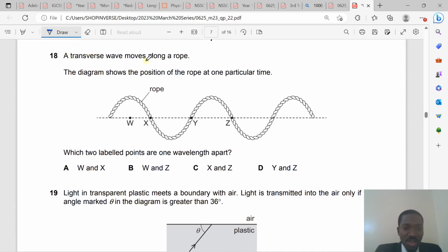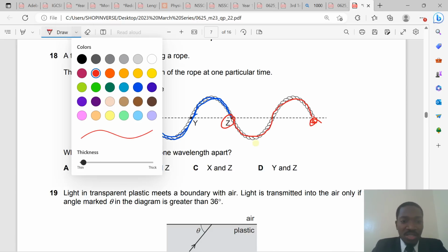Number 18, a transverse wave moves along a rope. The diagram shows the position of the rope at one particular time. So this is the rope. Which two labeled points are one wavelength apart? Of course, it is from here like this. This is one wavelength because this is the only place where you have one full cycle that is labeled. In this case too, let me use another color. This is also a full wavelength, but this point here is not labeled and is not among the options. So the only option you can pick here is from X to Z, and that is option C. That makes option C the correct answer to question 18.